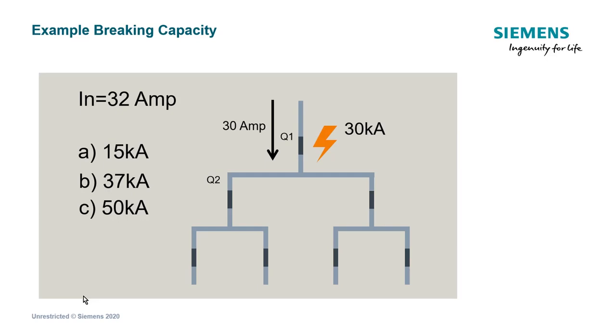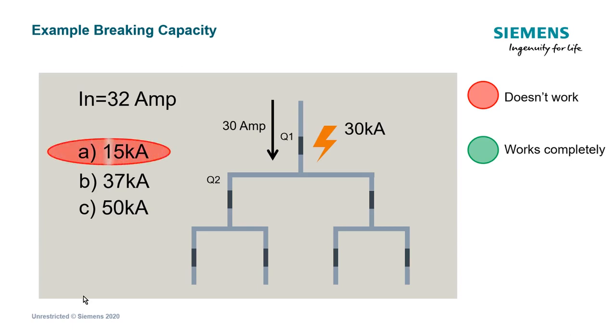The difference lies in the breaking capacity. For A, we have 15 kiloamps of short circuit breaking capacity. For B, we have 37 kiloamps, and for C, we have 50 kiloamps. What do you think will work? I'll let you think for a little bit.